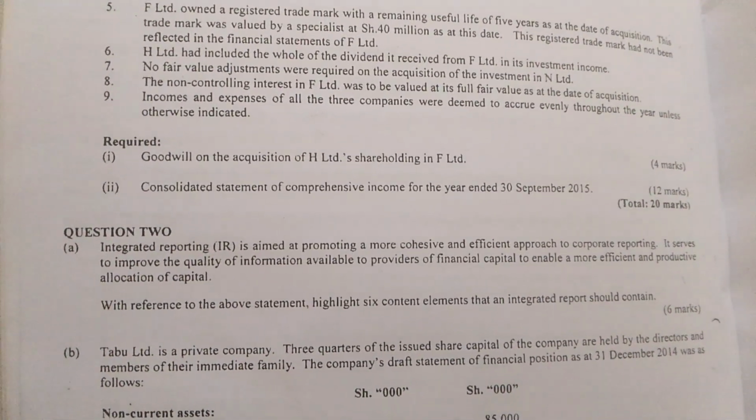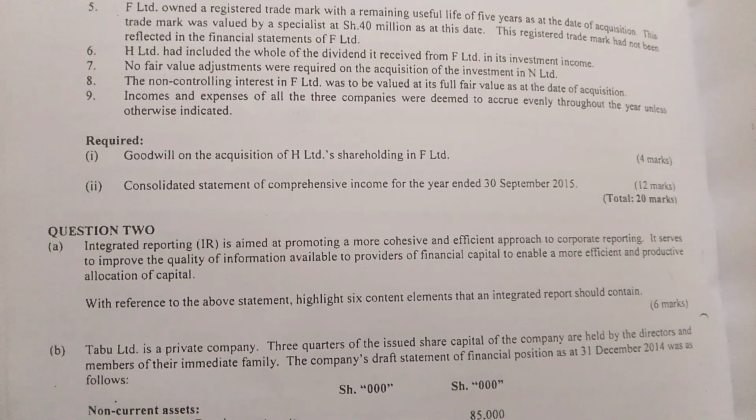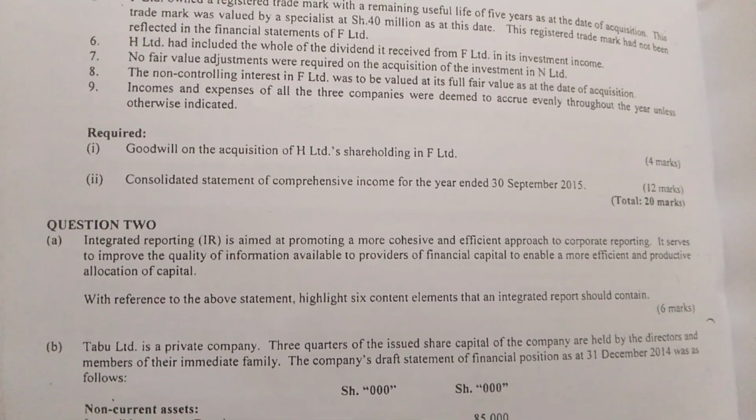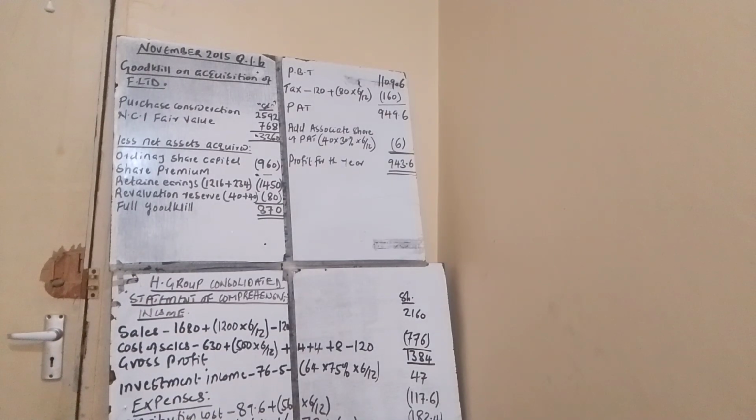Required: number 1, goodwill on the acquisition of the shareholding in F Limited; and number 2, the consolidated statement of comprehensive income for the year ended 30th September 2015. So you can see that question there. You just go to the question and then we can have our solution together.